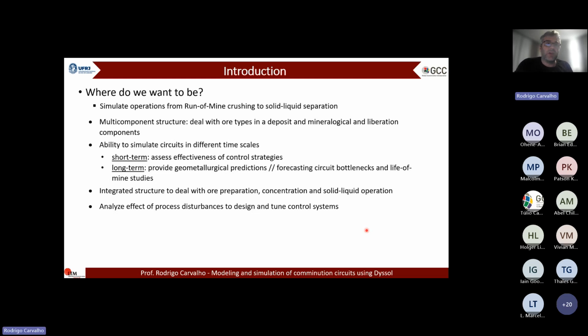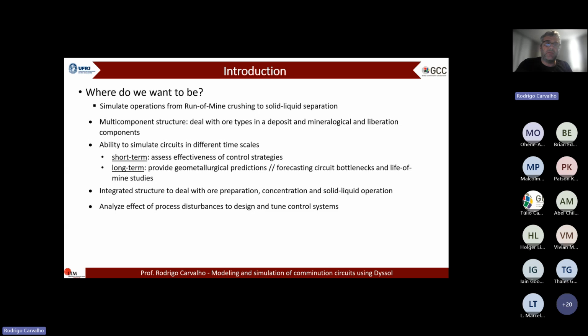And of course, with that, we need to be able to analyze the effect of process disturbances, such as fluctuations in fresh feeds, just like the picture that I showed in the previous slide, to design and tune control systems.